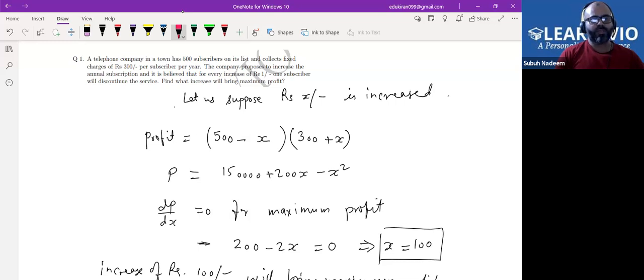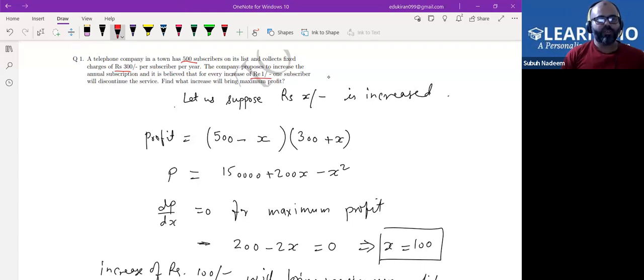Sir, can you just explain the question? Okay. So the question is that there is a telephone company in a town and it has 500 subscribers and collects fixed charges of rupees 300 per subscriber per year. Now the company proposes to increase the annual subscription, and it is believed that for every increase of rupee 1, one subscriber will discontinue the service. So what increase will bring maximum profit?